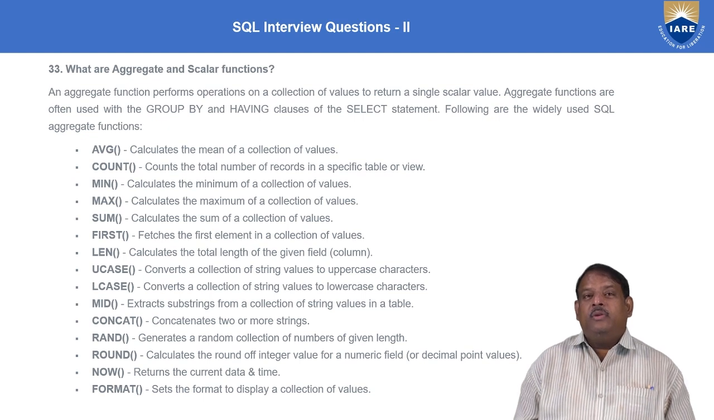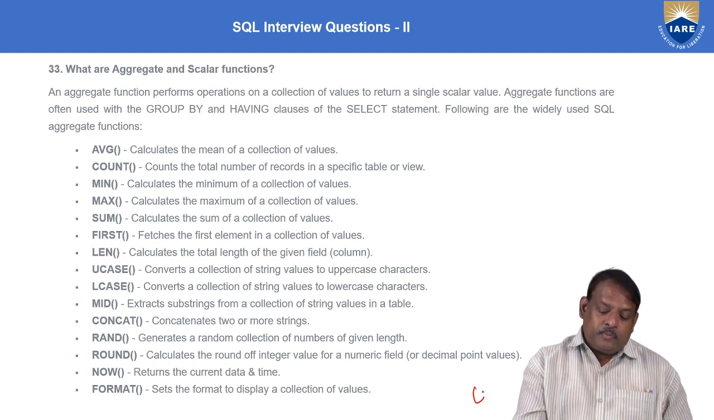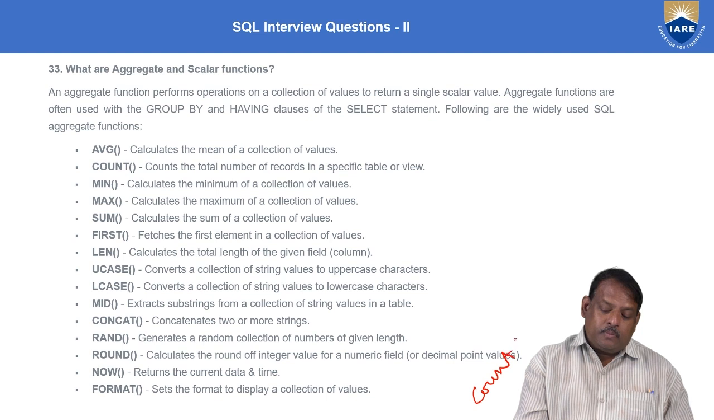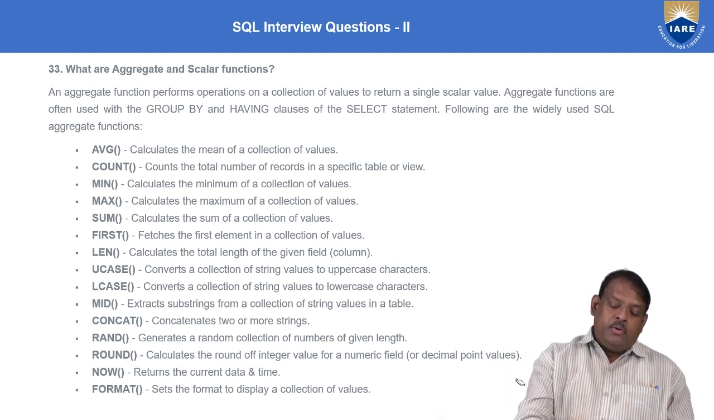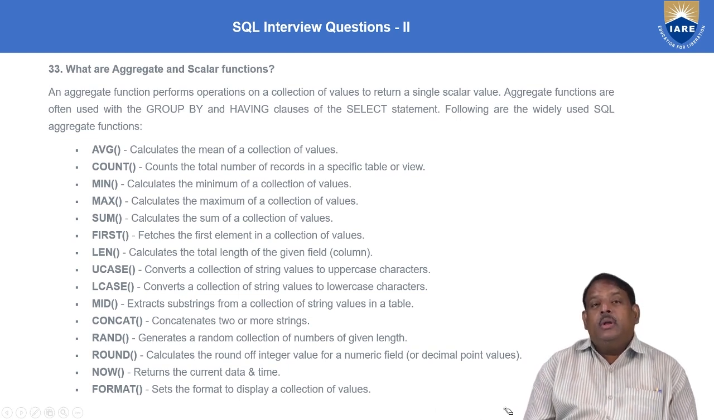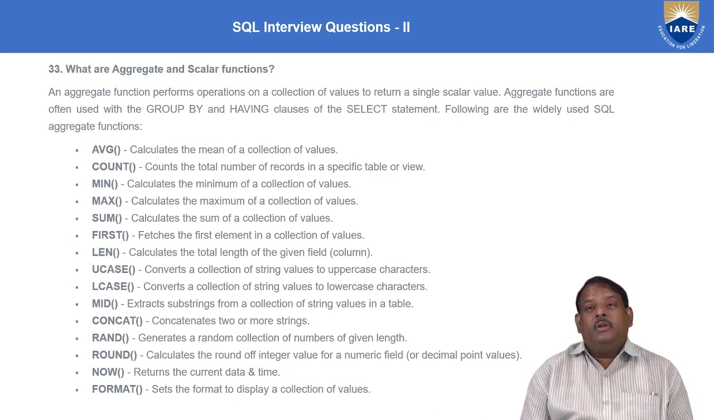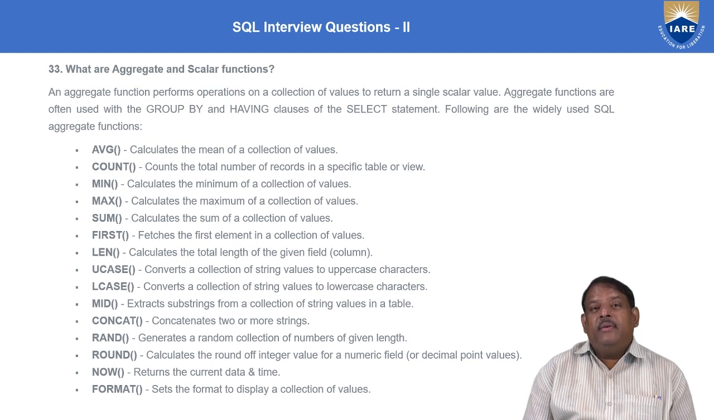Next we have the count function. Count functions will tell you how many records are available in a table or a view. Count star, or count of column name. So this is going to give you the number of records in the database. Similarly, we have min. So the min of values.